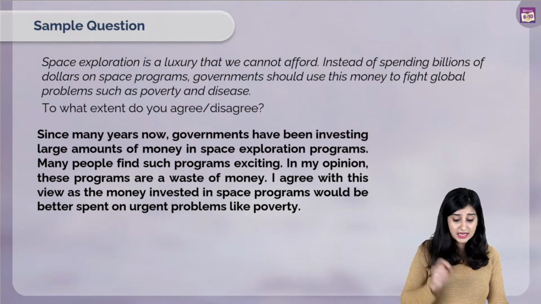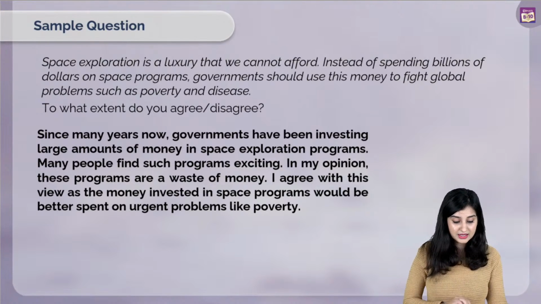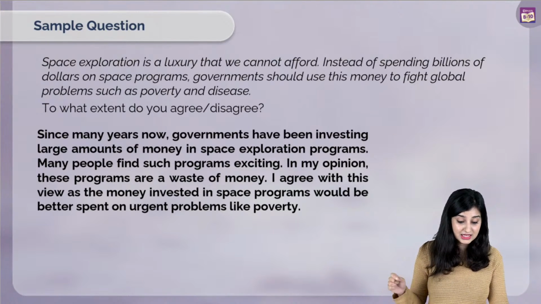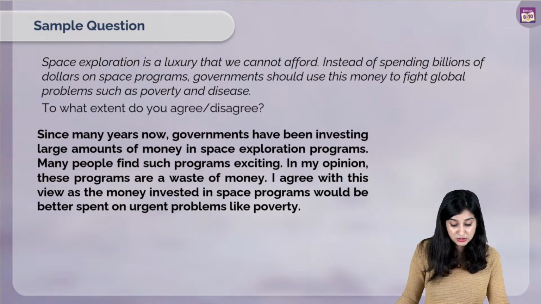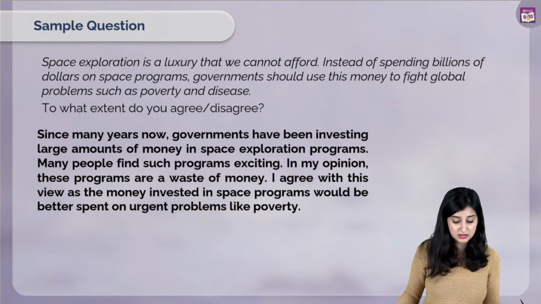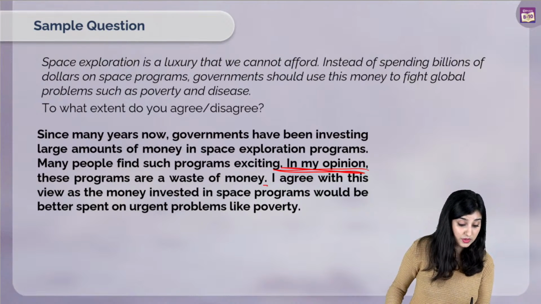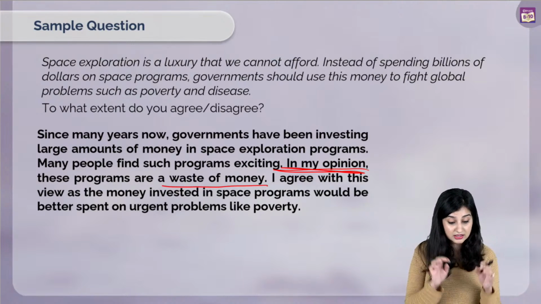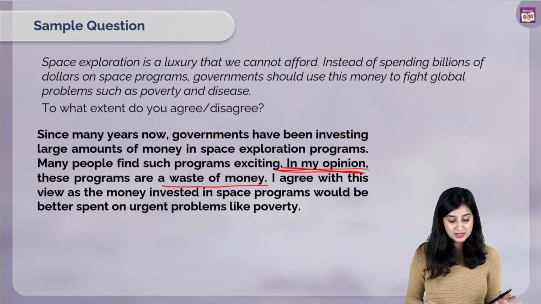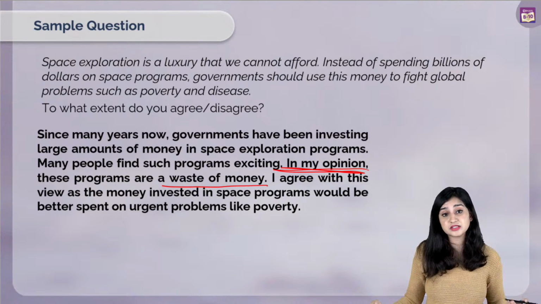Okay, but in my opinion, these programs are a waste of money. I agree with this view, as the money invested in space programs would be better spent on urgent problems like poverty. So here in our second sentence, what have we said? We have made our perspective clear. In my opinion, these programs are a waste of money. So I agree with the view that the money that we are investing in space exploration can be better spent.